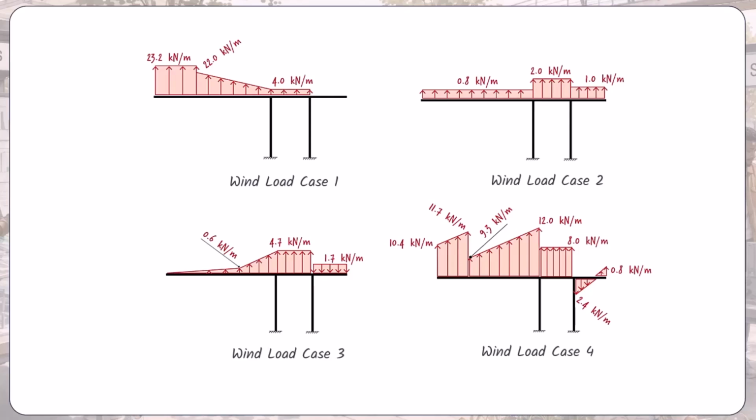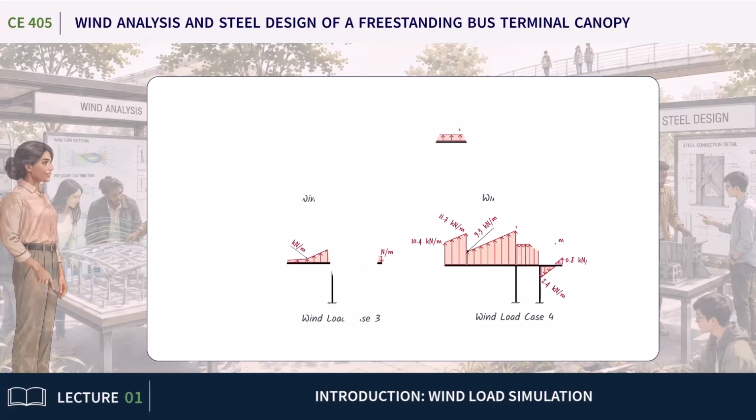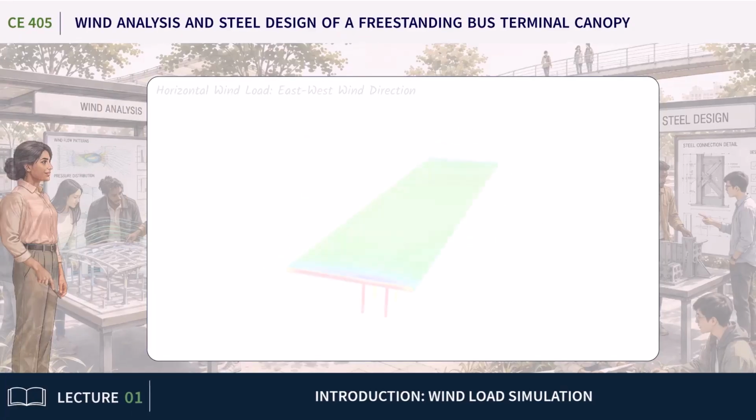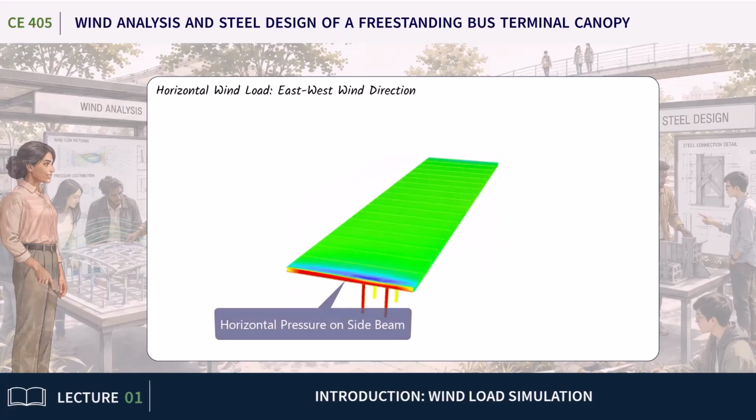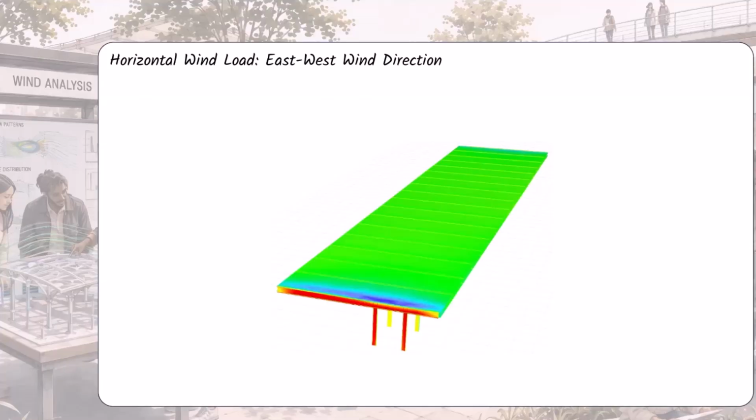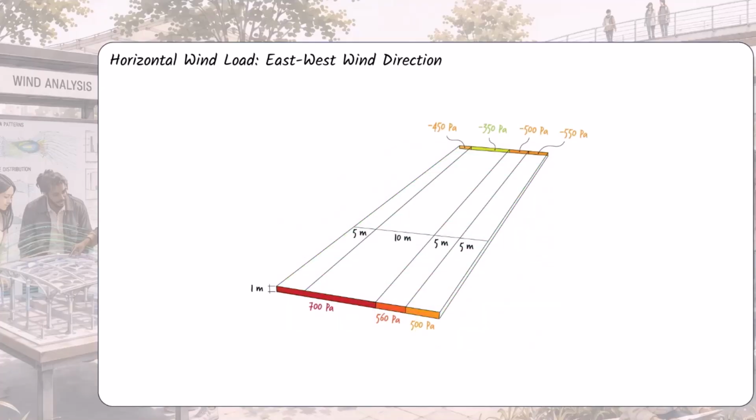Besides these vertical loads, wind can also create horizontal pressures, which may cause torsion or bending in the columns. Let's check that. When wind blows east to west, the side beams take horizontal pressure, usually non-uniform. Using simulation data, we can break this into zones of roughly uniform pressure and then convert those to equivalent forces.